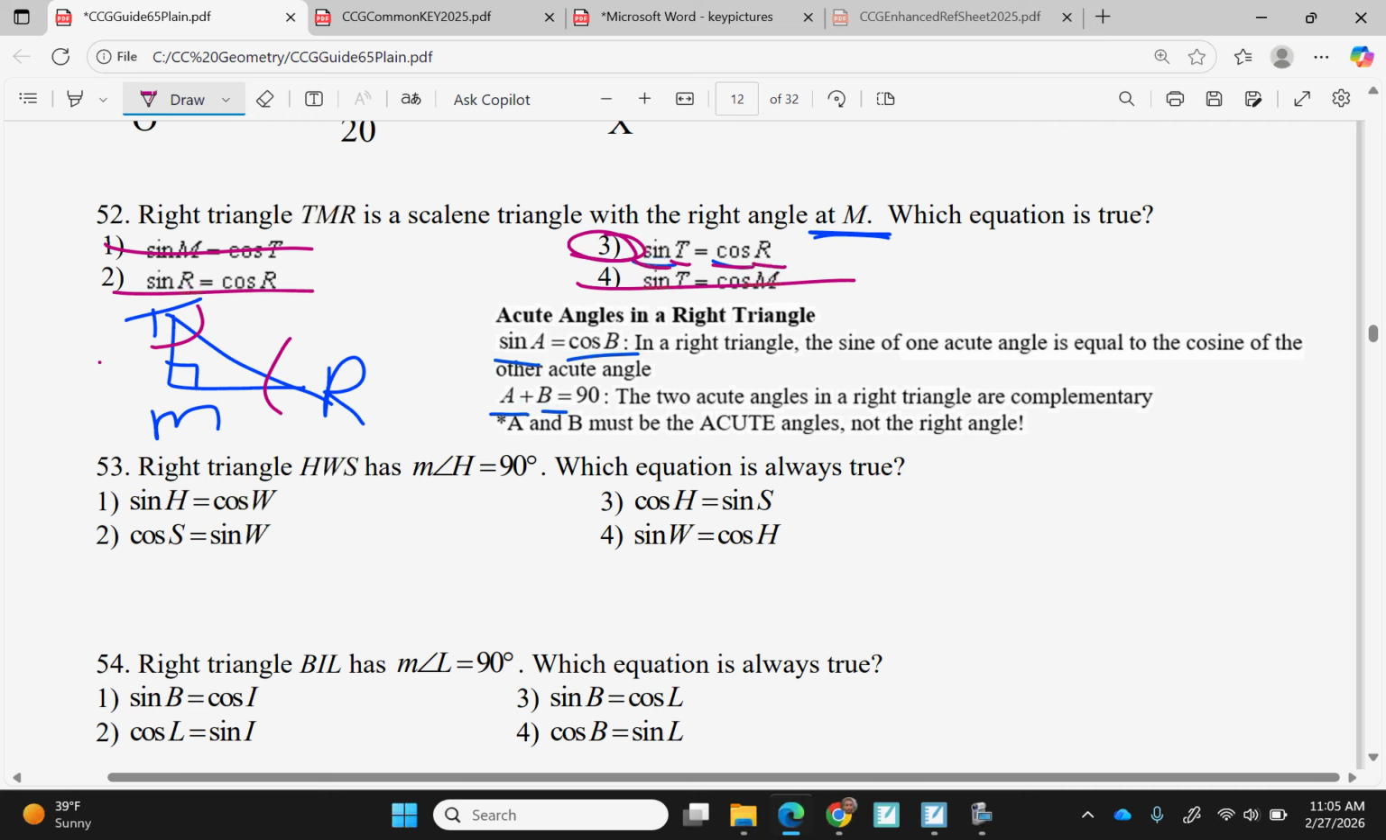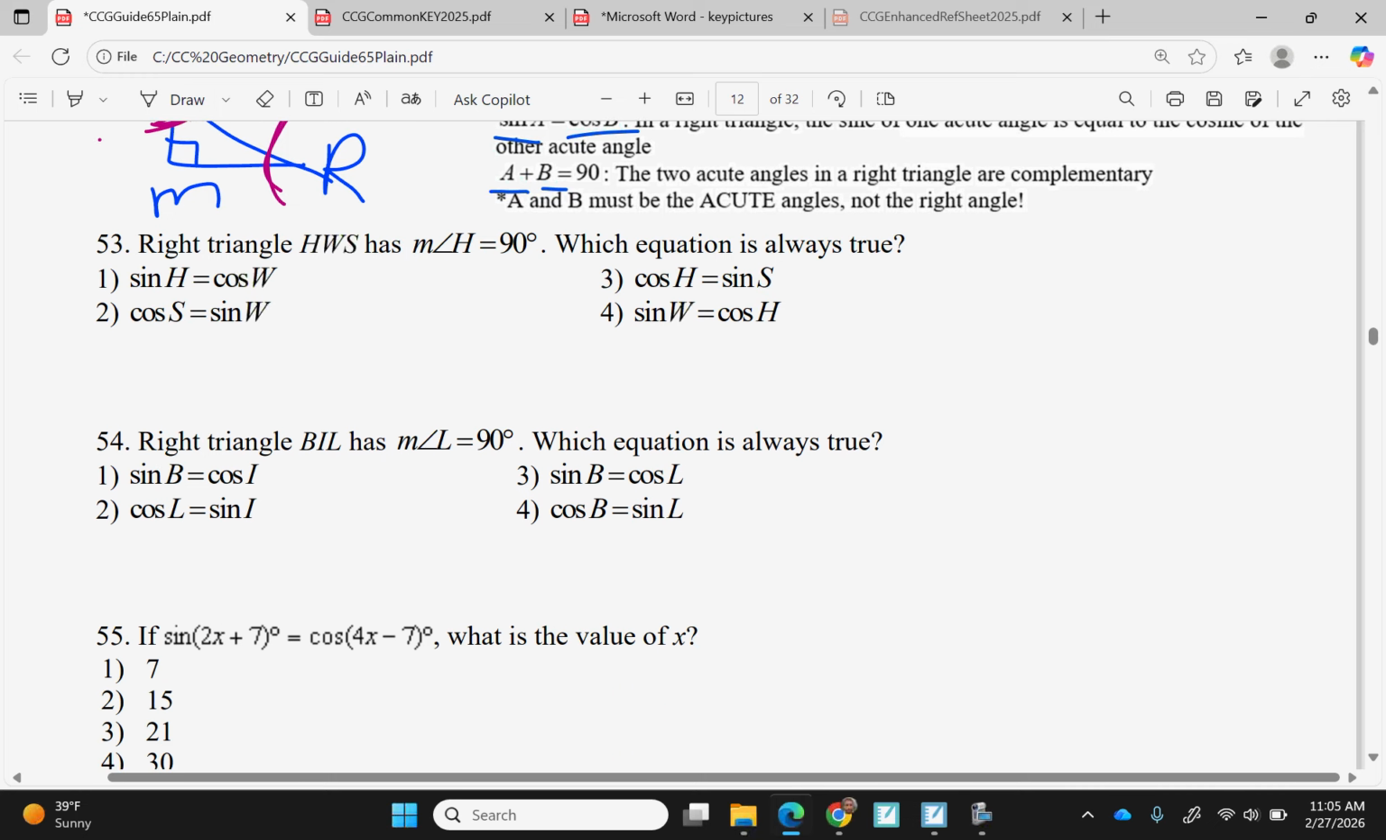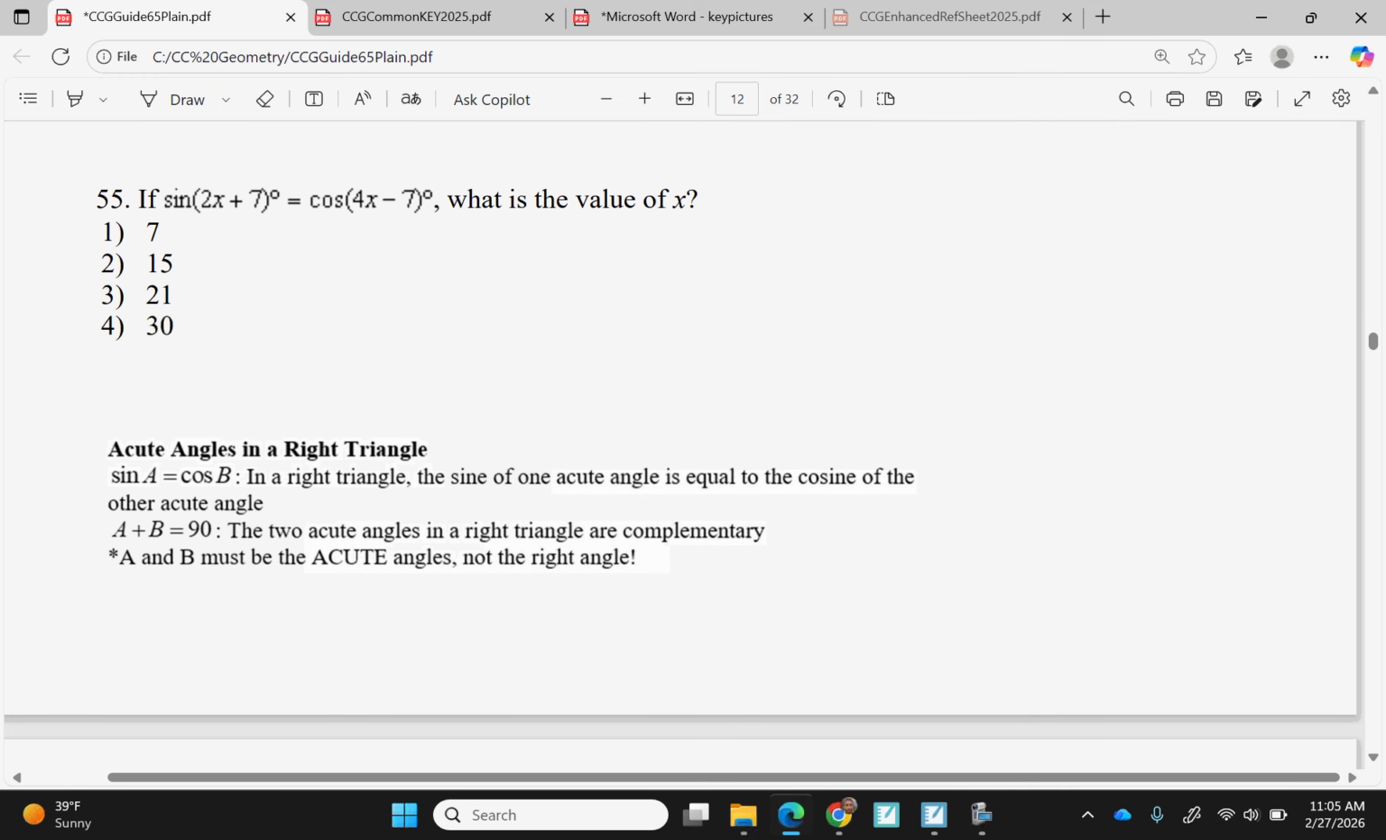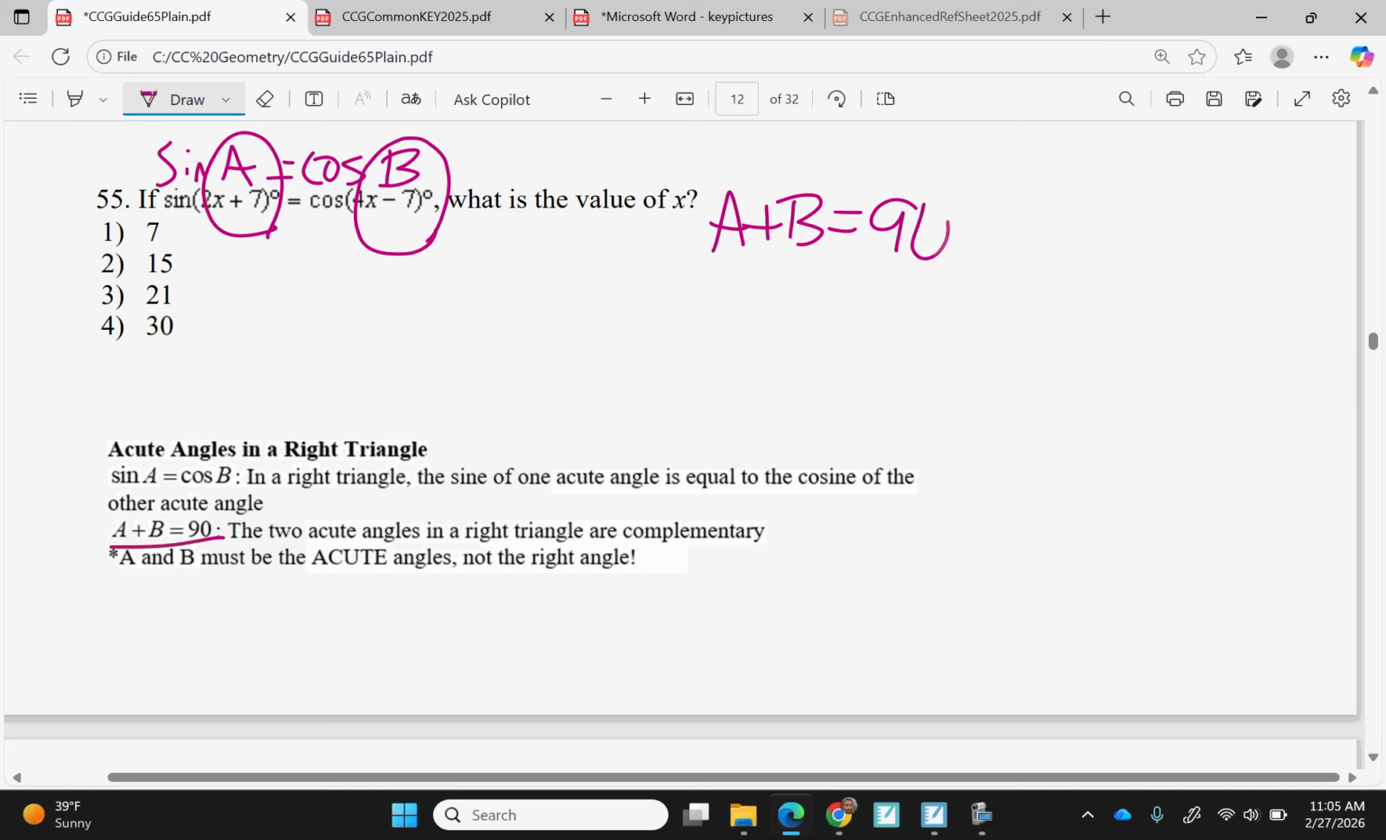And the reason it's T and R, my A and B are my acute angles, not my right angle. Which brings us to a related question. I see sine A equals cosine B. Well, it doesn't say sine A equals 2x plus 7. A is what comes after sine. B is what comes after cosine. And the rule for A and B is A plus B equals 90.